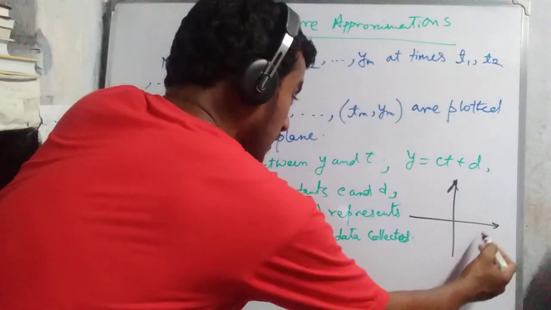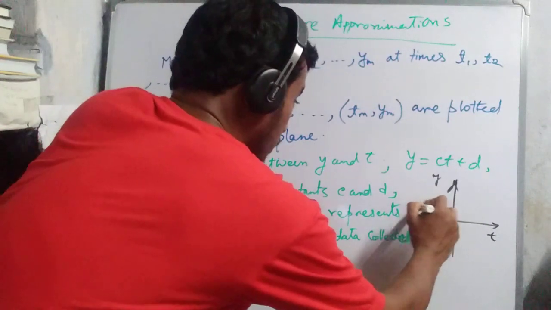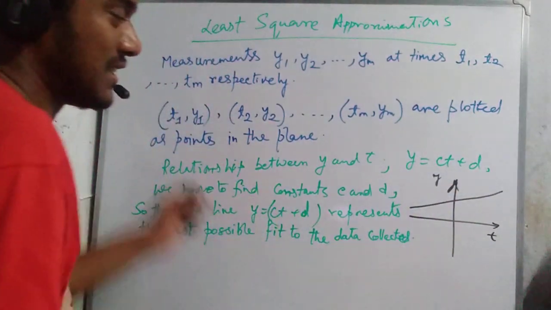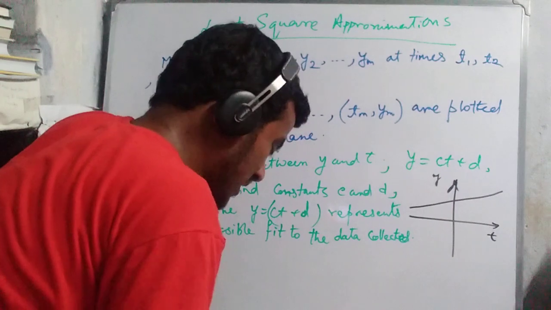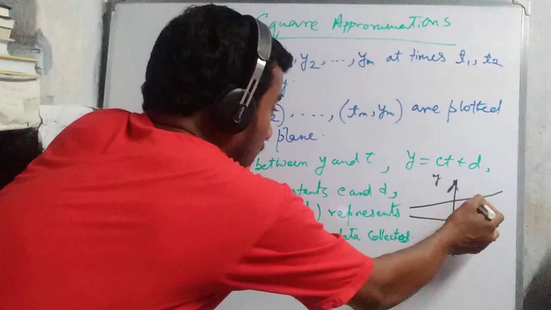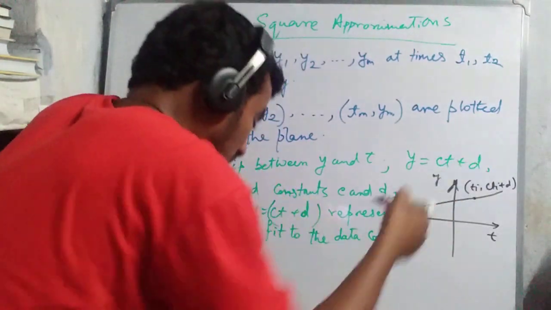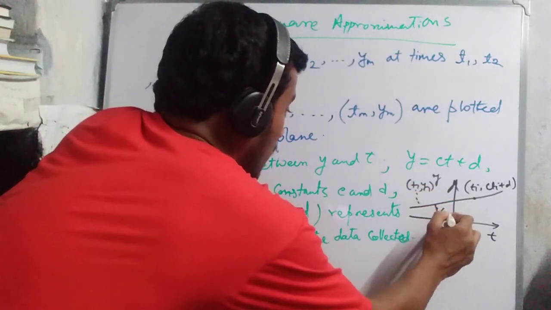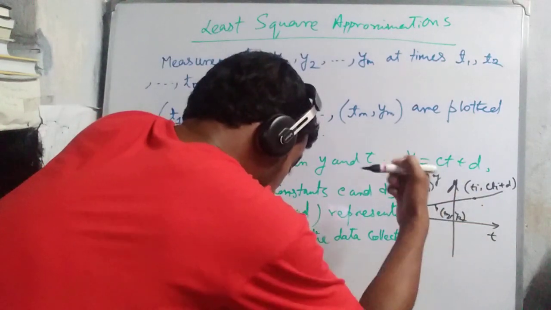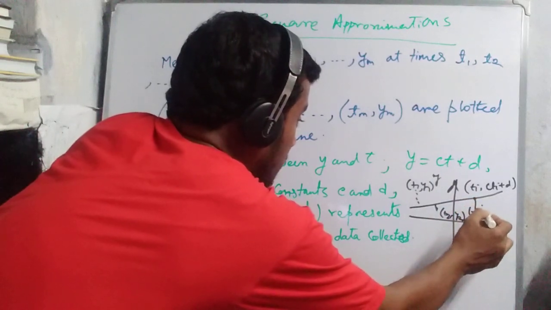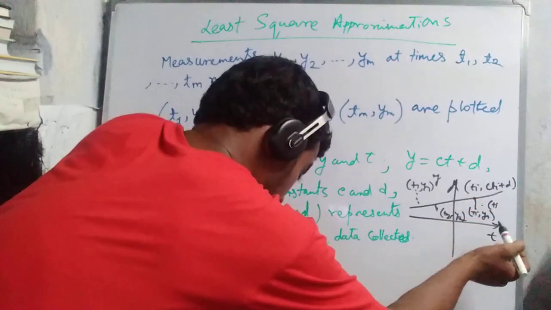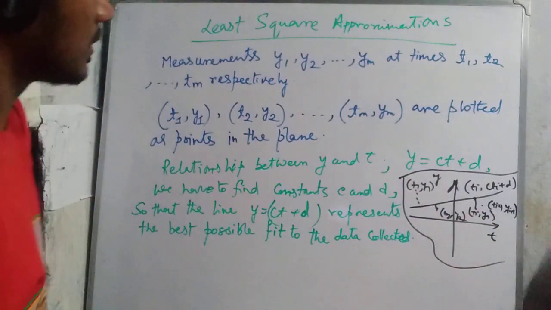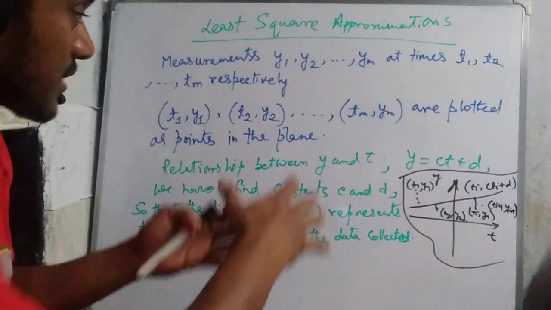Now we draw this figure. Here is t, here is y, and we draw this line y equals ct plus d. When t equals 0, the intercept is d. Any point on the line is (ti, c ti plus d). Another point is (t1, y1), and here one point (t2, y2), and in this way (ti, yi) and (ti plus 1, yi plus 1). This is how we represent the plotted graph and how the points are scattered in this plane.